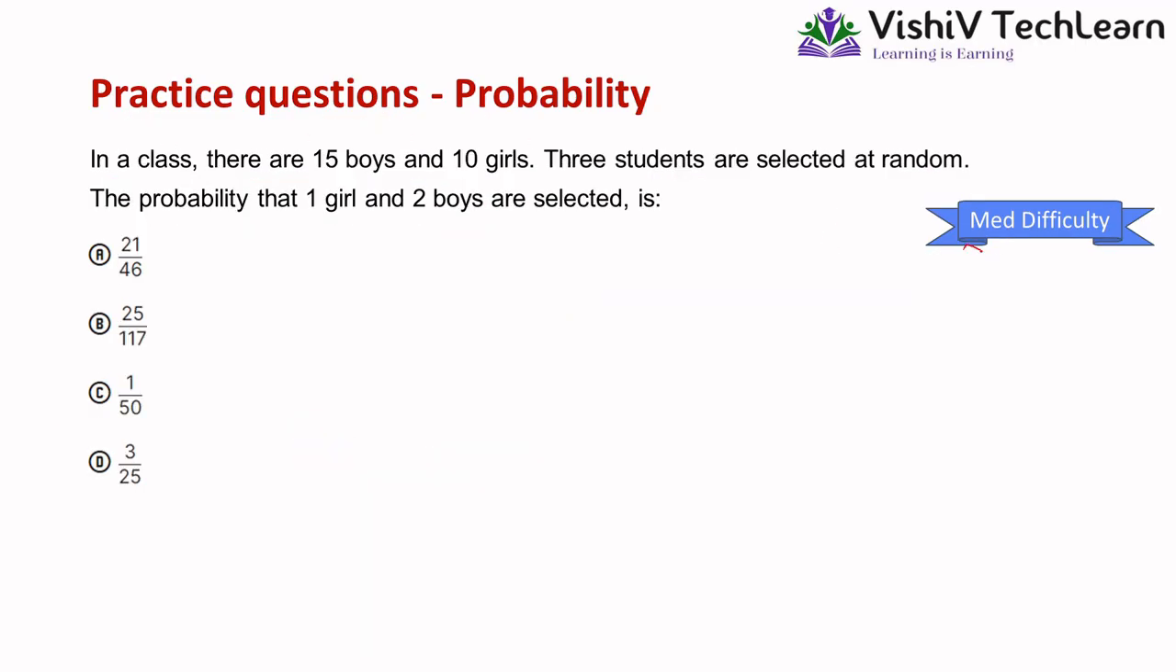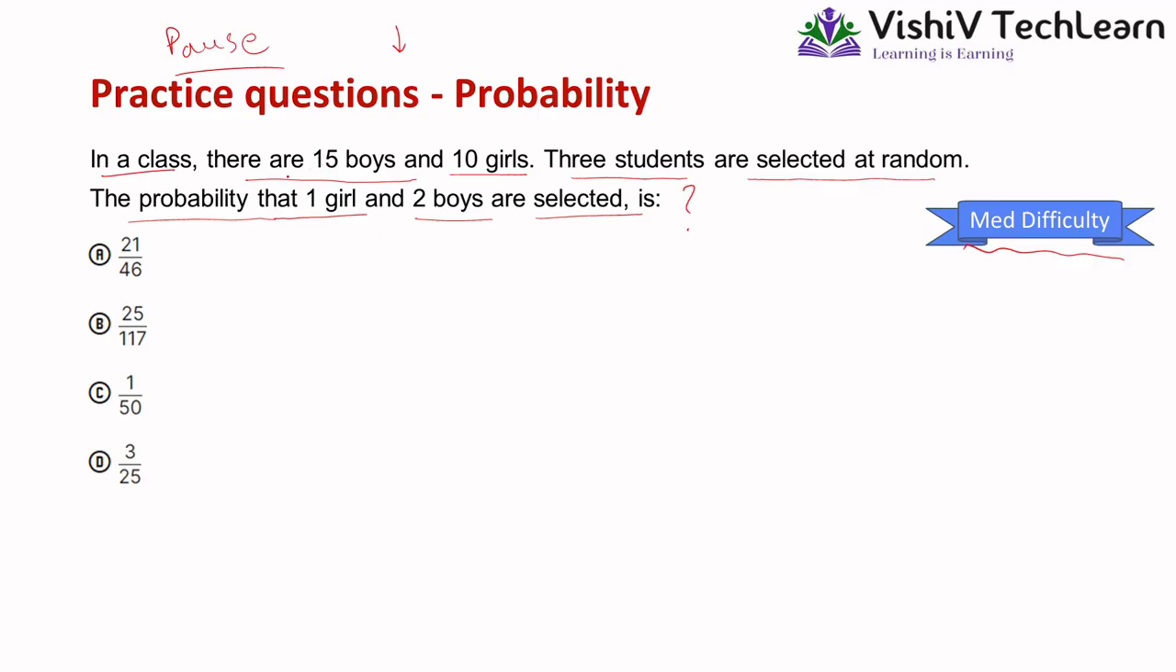Now this is again a medium level difficulty question. In a class there are 15 boys and 10 girls. 3 students are selected at random. The probability that 1 girl and 2 boys are selected is what? Again I will request you to pause the video and try to solve it on your own. If not possible, you can go through this solution.